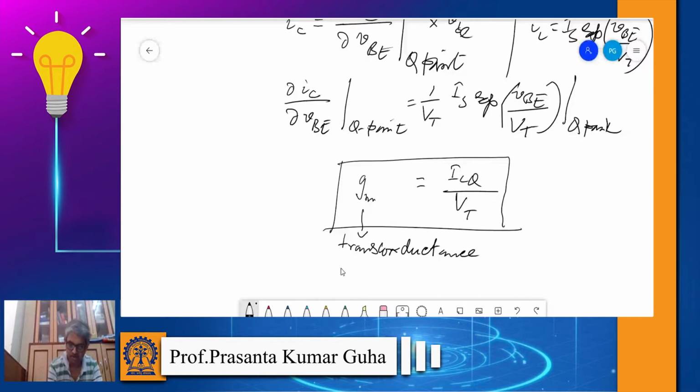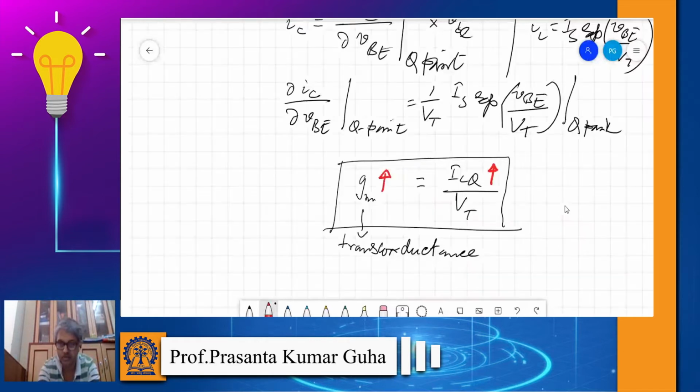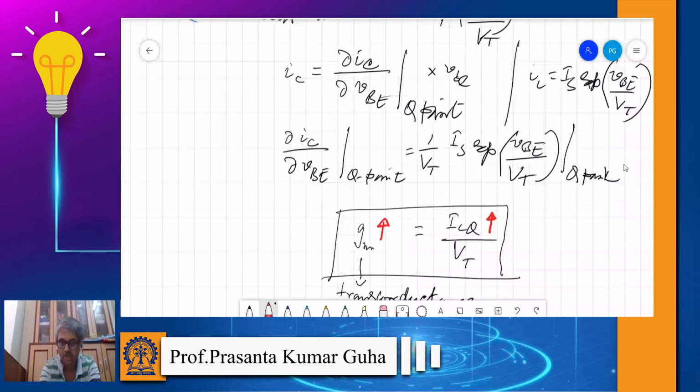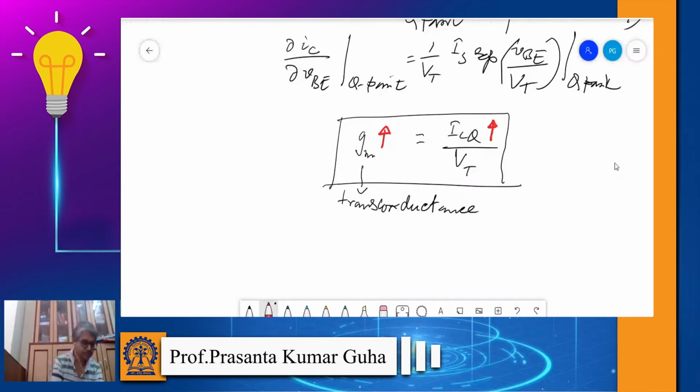So here you again remember that if we increase our collector current, your GM is going to increase. Okay, you see that is opposite. If we increase ICQ, that R pi is decreasing, whereas if we increase ICQ, your GM is going to increase.